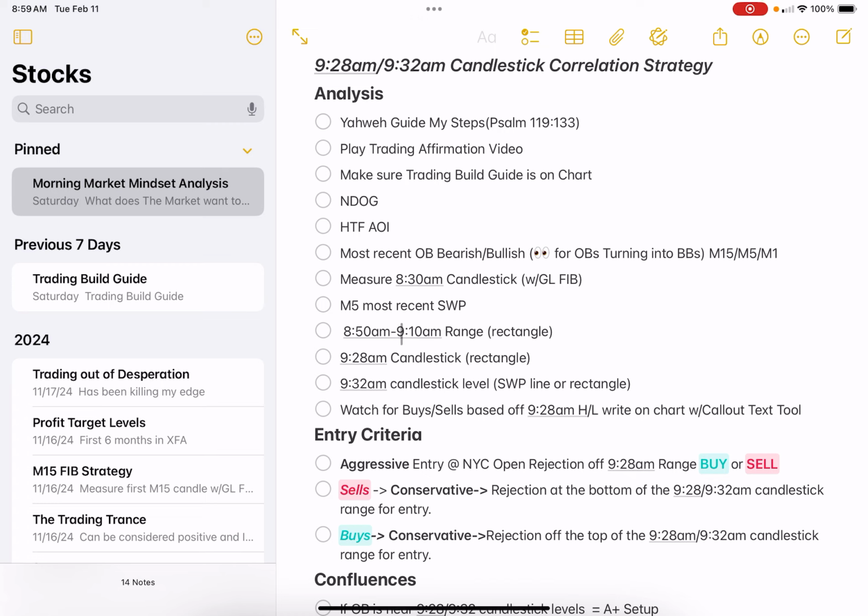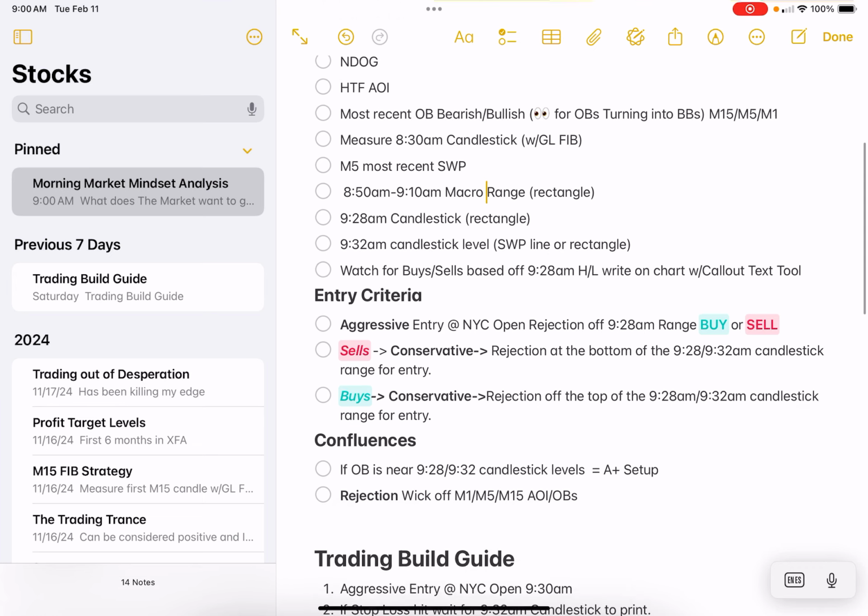I do my 8:50 to 9:10 macro. I should have the macro on here just so other people can see. And then I do my 9:28 candlestick range, my 9:32 candlestick range. And these are my entries.